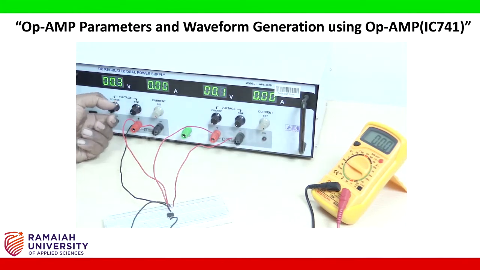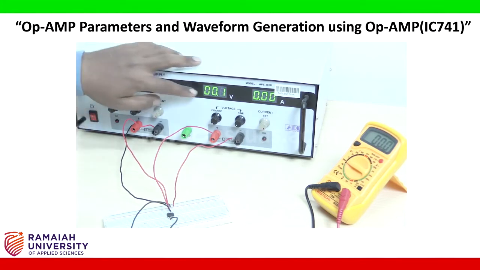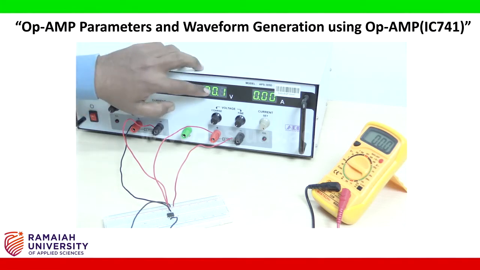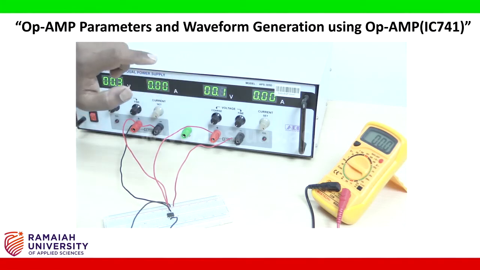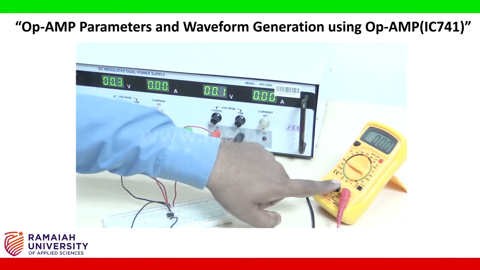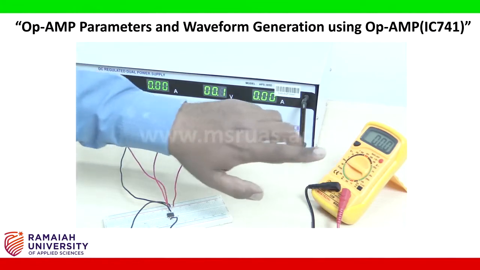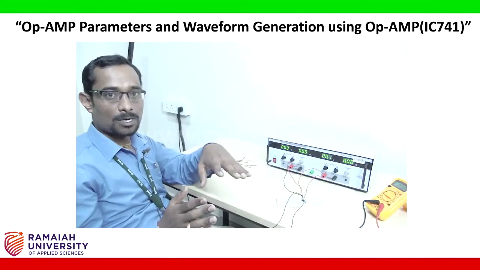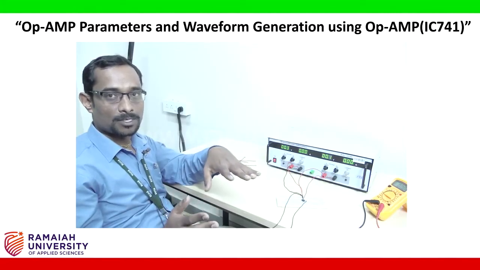See, 0.0. So this is our input: VD1 is 0.3 and VD2 is 0.1. That makes the output VD equal to 0, which is called the input offset voltage. This completes the input offset voltage measurement.